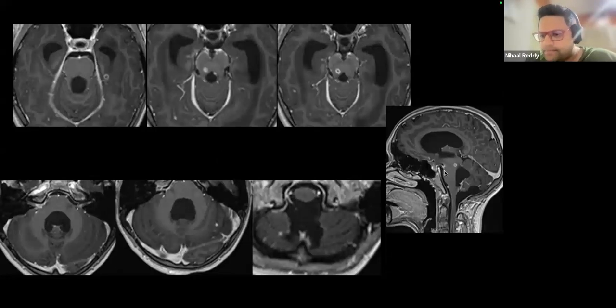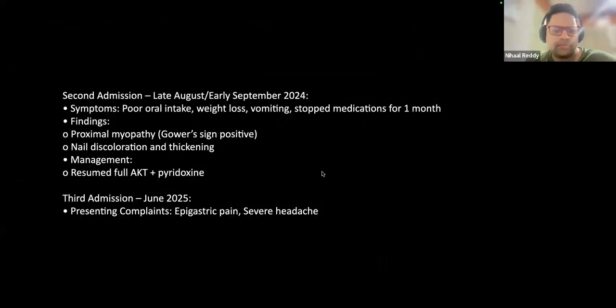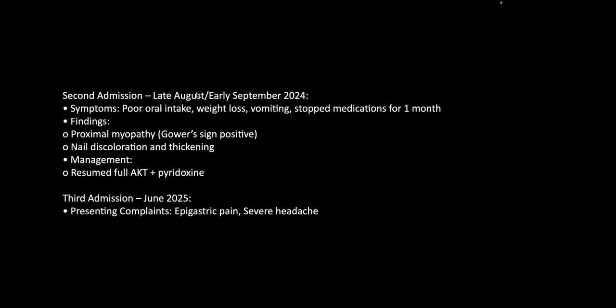After that, she got a diagnosis of TB meningitis with hydrocephalus and raised ICP signs. Then again she presented with poor oral intake, weight loss, vomiting, and a history of stopping medications for around 1 month. Initially the child had reduced her ATT from 4 FDCs to 3 FDCs. Then there were signs of proximal myopathy, Gower's sign was positive, and we resumed full ATT with pyridoxine. At that time, we did an LP, which showed zero cells and was negative for CBNAAT.